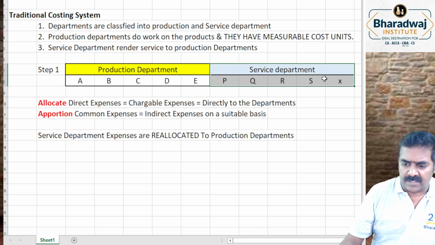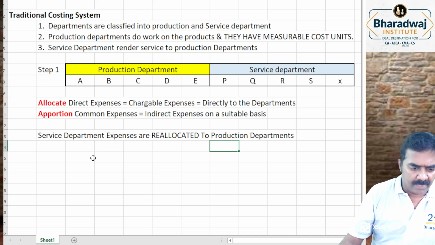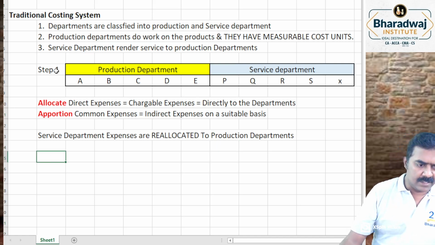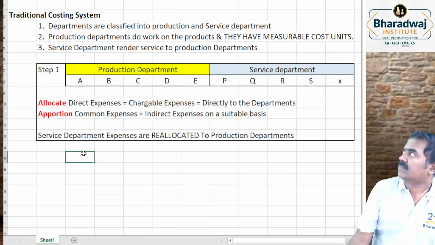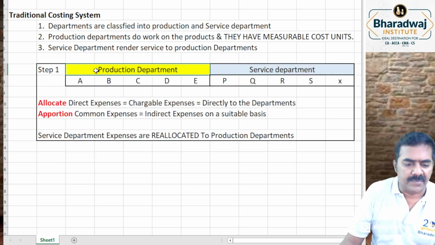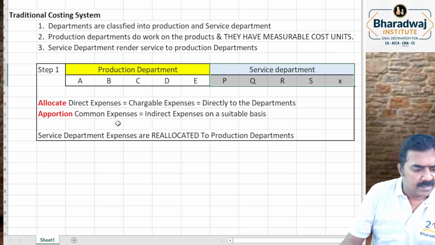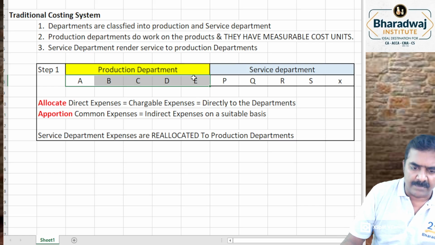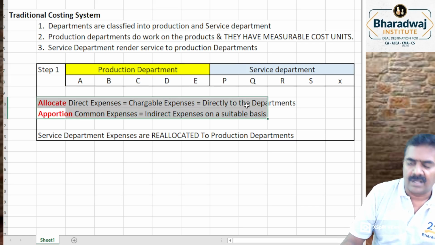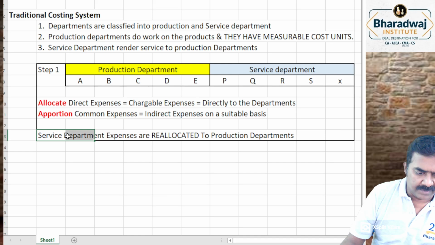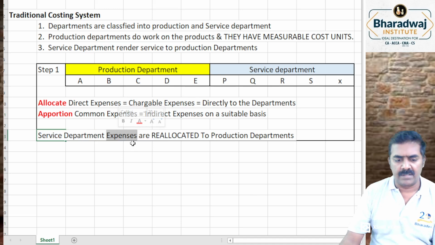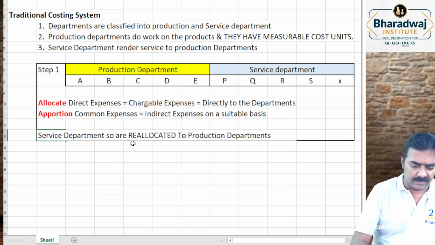Thereafter, the service department expenses that are there will be reallocated to which departments? Production departments. This is the first step. In the first step, what do you do? Classify your company into production department and which department? Service department. Direct expenses can be directly charged. Indirect expenses are what? Allocated or apportioned on a suitable basis. Thereafter, service department expenses are reallocated to production department. You can say costs, that's better.